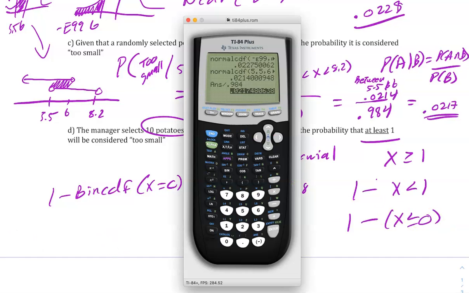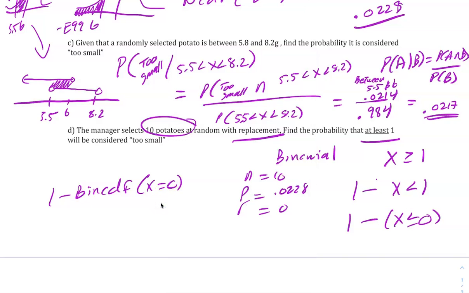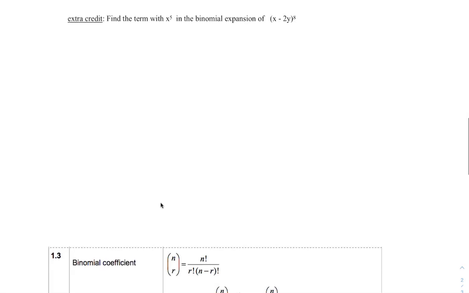So I'm going to put that in our calculator. So 1 minus, scroll down, there we go. 1 minus binomial distribution CDF. We're going 10 trials, 0.0228, right there. And then 0. Hit enter, and I get 0.206. So my answer is 0.206. That's the odds. I had extra credit on the self quiz, I would have given, right?